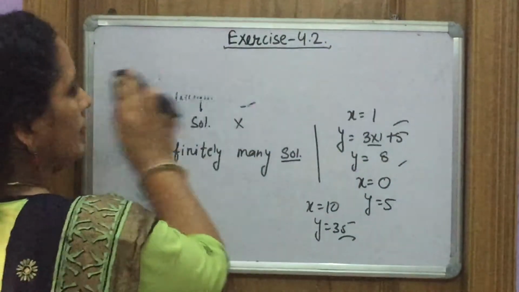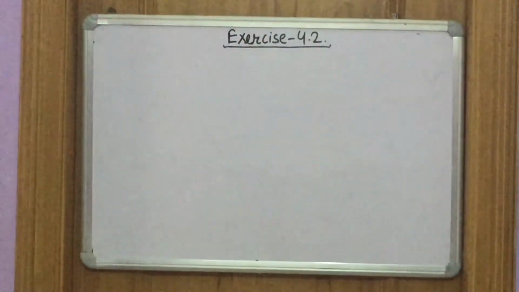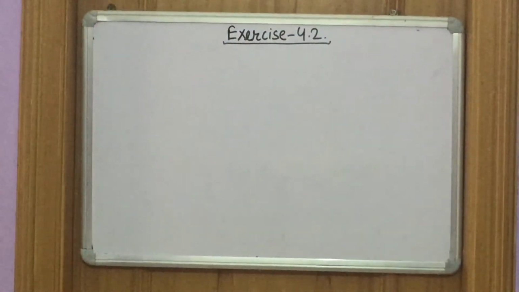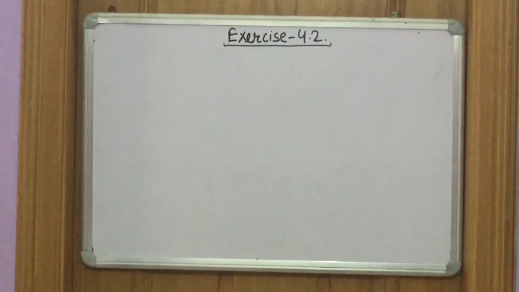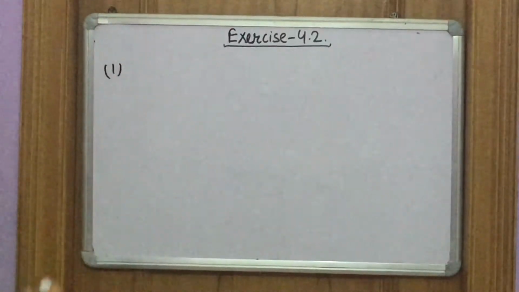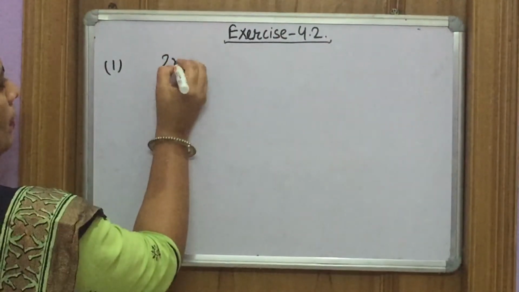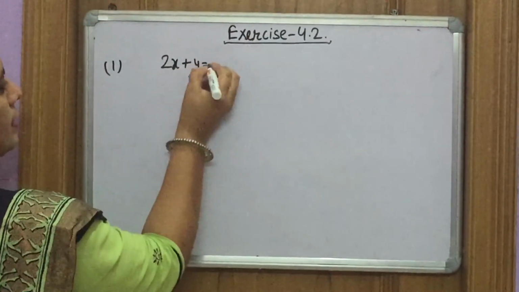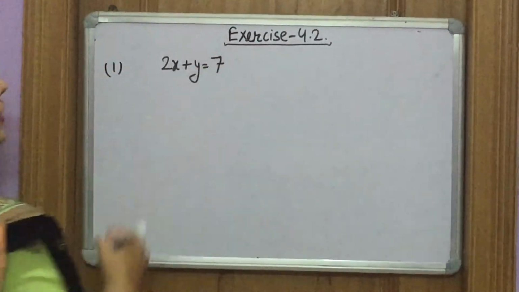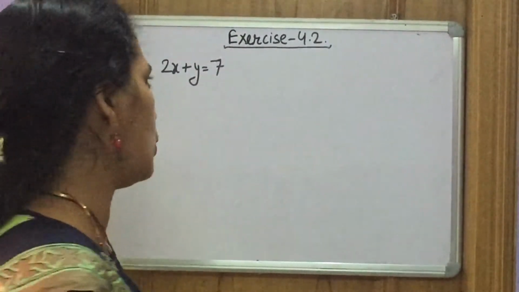Next question is: write 4 solutions for each of the following equations. This question has 3 parts. First part is 2x plus y is equal to 7. We have to find out its 4 solutions.